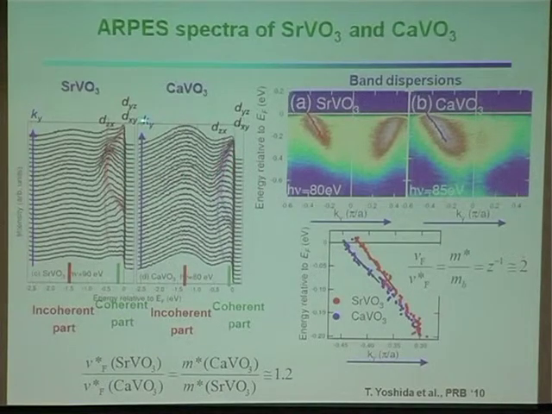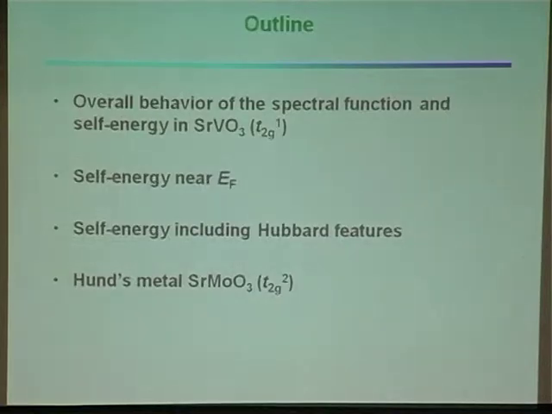Dispersion is less for calcium vanadate compared to strontium vanadate, and Fermi velocity is 20% different between strontium and calcium. So this is our background, and today's outline is: first I show you some overall behavior of strontium vanadate, and then look at the low energy and high energy part, and then I go to Hund's metal strontium molybdenum O3.